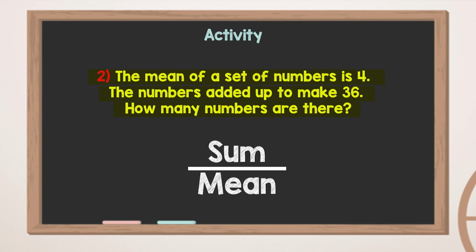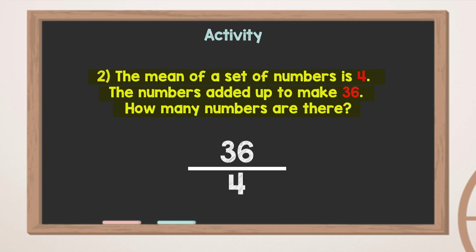So, amount of numbers equals sum divided by mean. What is the sum of the numbers? Yes, 36. What is the mean? 4. Boys and girls, did you notice that I used the word mean instead of average? In actuality, mean and average mean the same thing. So never get scared if you open an exam paper and instead of seeing average you see mean. You know that it is the same thing.